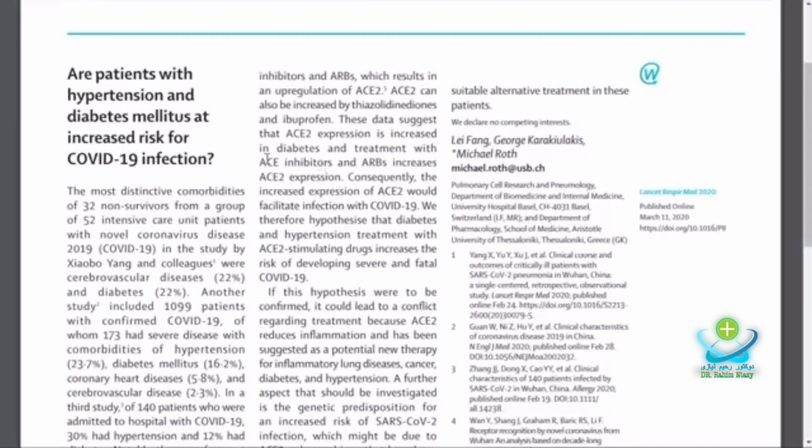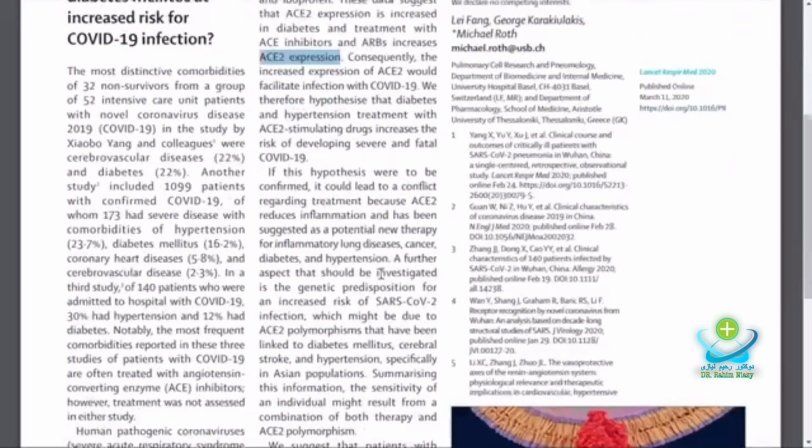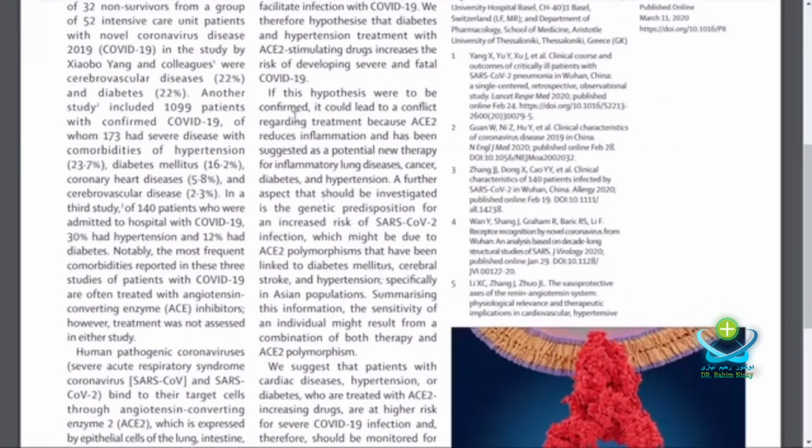And they talk about how ACE inhibitors and ARBs increase ACE-2 expression. The increased expression of ACE-2 would facilitate infection with COVID-19. We therefore hypothesize that diabetes and hypertension treatment with ACE-2 stimulating drugs increases the risk of developing severe and fatal COVID-19. Now, this is only a hypothesis. They say here, if this hypothesis were to be confirmed, it would lead to a conflict regarding the treatment because ACE-2 reduces inflammation and has been suggested as a potential new therapy for inflammatory lung diseases, cancer, diabetes, and hypertension.